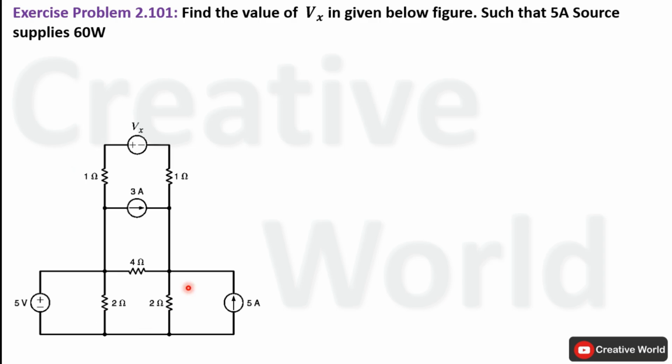This is the circuit diagram of given problem. Inside this network, we have to find the value of this voltage source labeled as Vx. While one information is given in this scenario, power supplied through this constant current source is 60 watt. So without wasting time, let's proceed towards the solution.